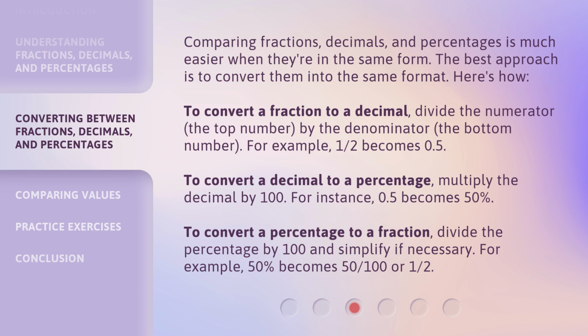To convert a decimal to a percentage, multiply the decimal by 100. For instance, 0.5 becomes 50%. To convert a percentage to a fraction, divide the percentage by 100 and simplify if necessary. For example, 50% becomes 50/100 or 1/2.